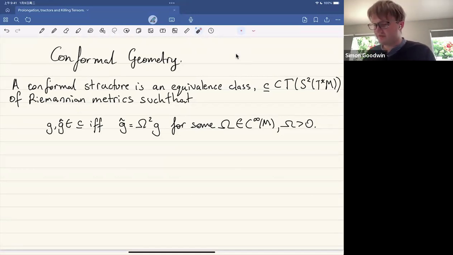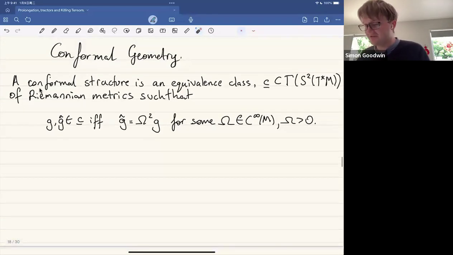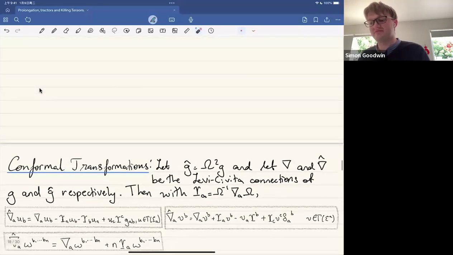A conformal structure is an equivalence class of metrics now, where they essentially differ by a positive rescaling. And so, of course, if you're talking about general relativity, these are the things preserving space-time structure, etc. And so this is a very natural thing. Conformal geometry.